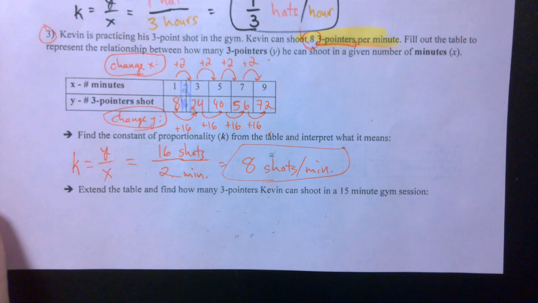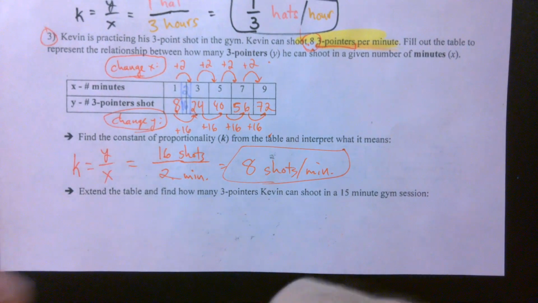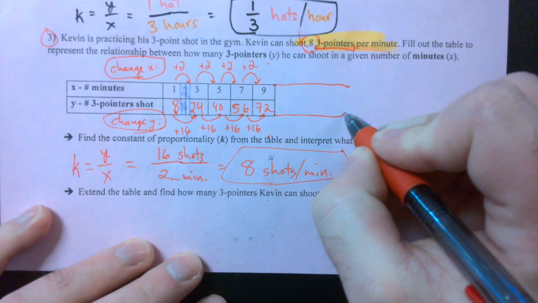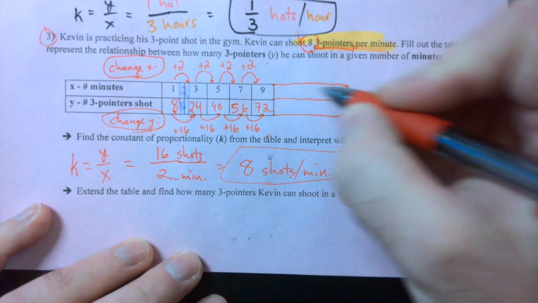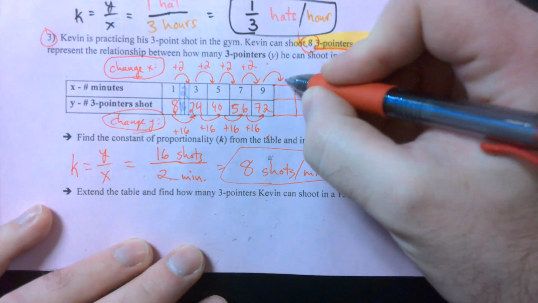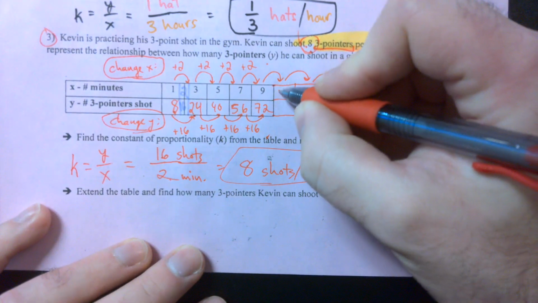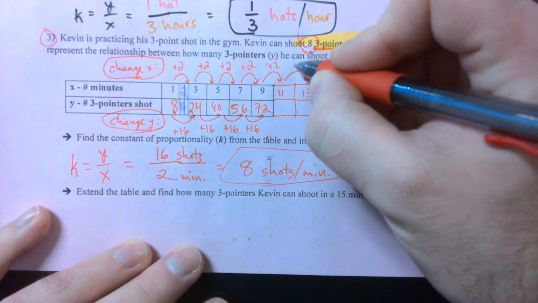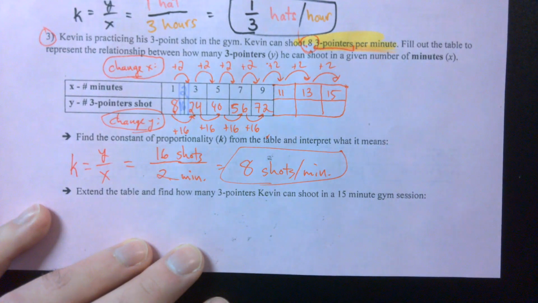Now we're going to extend the table and find out how many he can shoot in 15 minutes. How many more boxes do I need? 2. 2 of them? Are you sure? I don't think so. 3. If I keep adding 2, I get 11, 13, and 15. I'm just following the pattern.